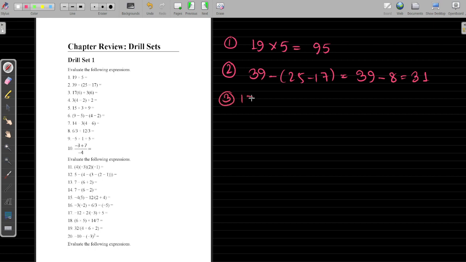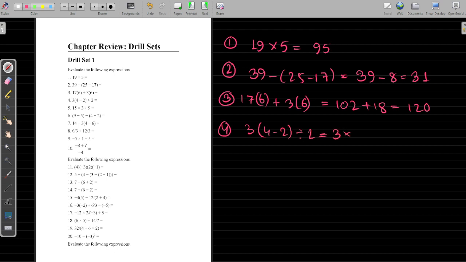Number 3, 17 multiplied by 6 plus 3 multiplied by 6. So 17 multiplied by 6, I think this one is 102, plus this one is 18. So our answer will be 120. Then number 4. Number 4 will be 3 multiplied by 4 minus 2 divided by 2. 3 multiplied by 2 divided by 2, and here this one will be 3 multiplied by 1 means 3.